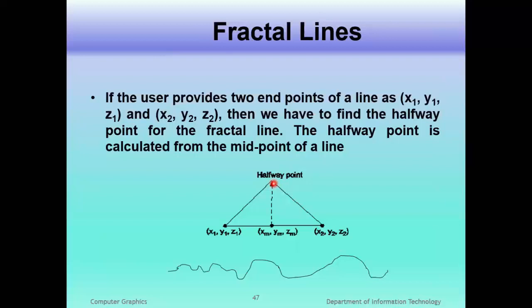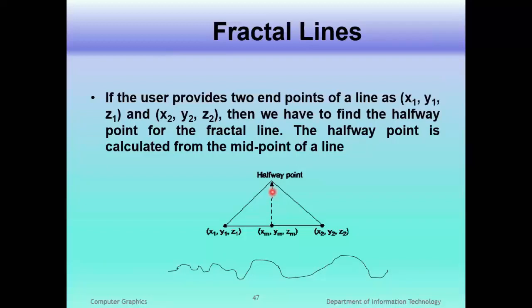That xm is equal to xm plus dx, where xm is equal to x1 plus x2 divided by 2. Similarly, ym is equal to ym plus dy, and zm is equal to zm plus dz. That will give us this halfway point. Here, this offset dx, dy and dz must be random values.